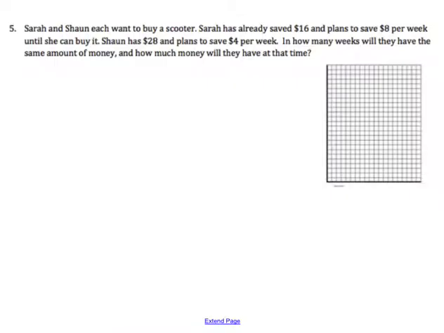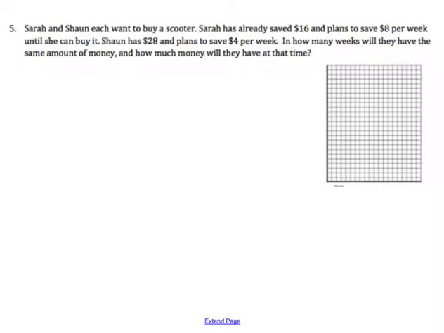Now let's take a look at number 5. Sarah and Sean each want to buy a scooter. Sarah has already saved $16 and plans to save $8 per week until she can buy it. Sean has $28 and plans to save $4 per week. In how many weeks will they have the same amount of money, and how much money will they have at that time?